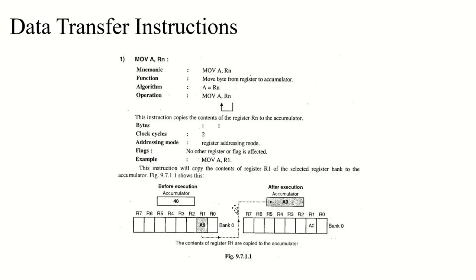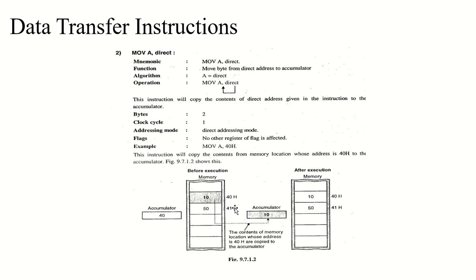Now let's see another one. This instruction is move A comma direct. What function does it perform? It moves the byte from the direct address to the accumulator, and in the algorithm the data in the direct address will be directly copied to the accumulator. Except for these two addresses, other addresses are not affected, and the data will remain the same. There will be no change in the data.